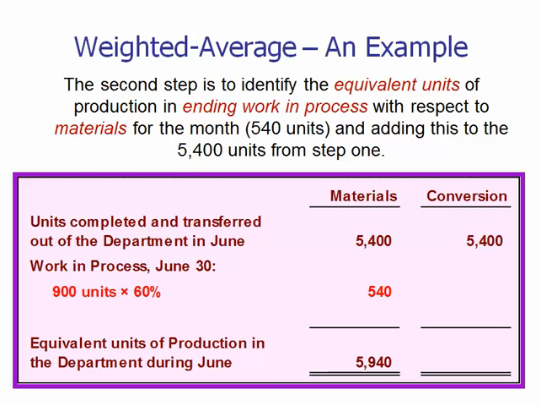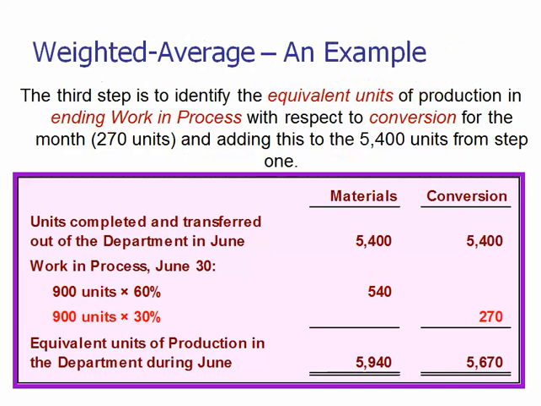We're told that the 900 units that were left in work in process at the end of the month were 60% complete with respect to direct materials. So 60% times 900 gives us 540 equivalent units in ending work in process. We were also told the 900 units were 30% complete with respect to conversion costs. So 30% times 900 gives us 270 equivalent units for conversion costs.